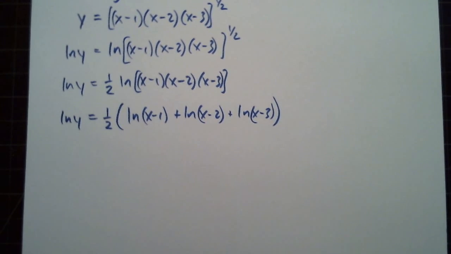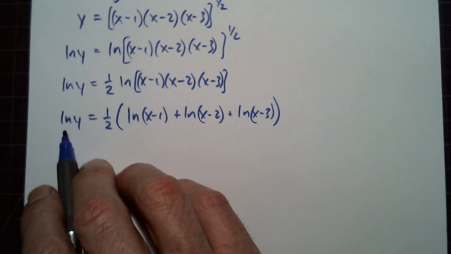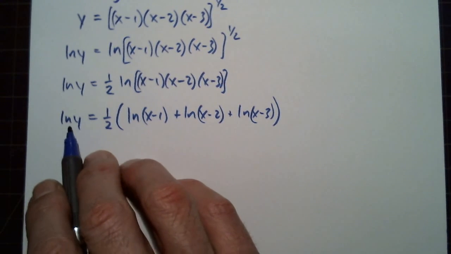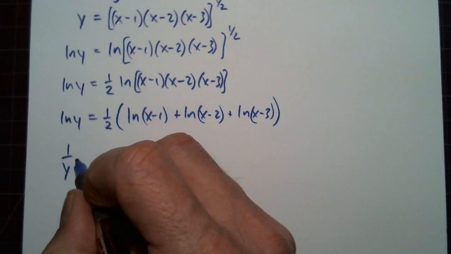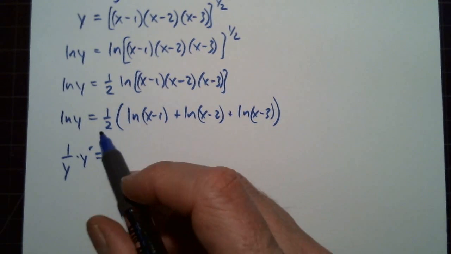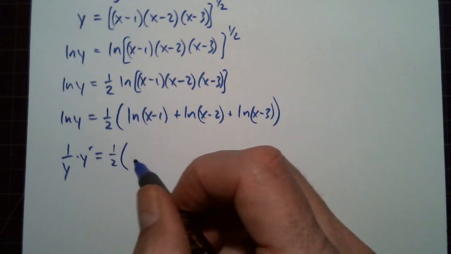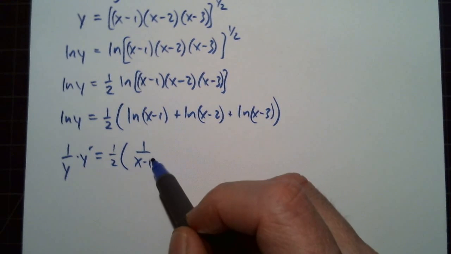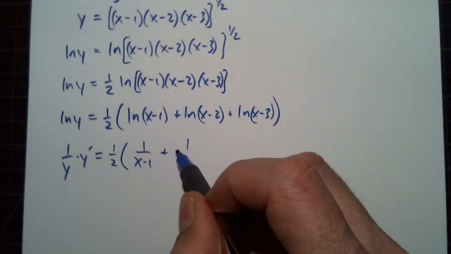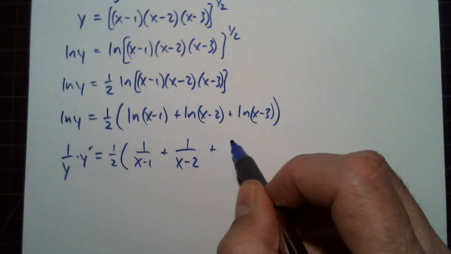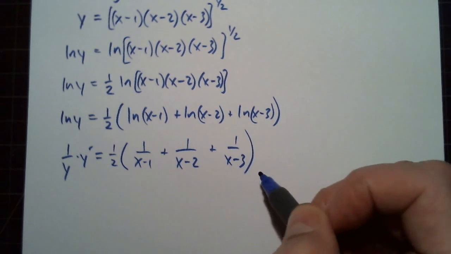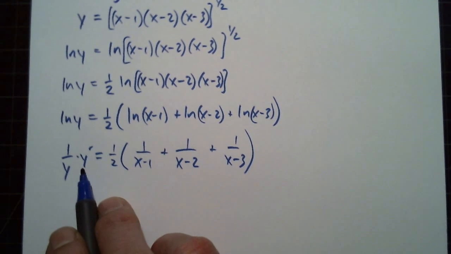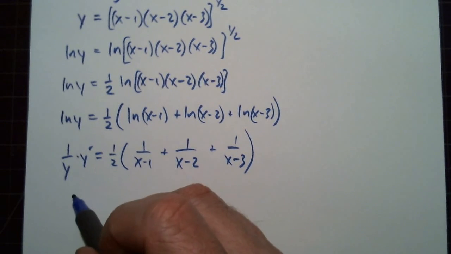And now we find the derivative. The derivative of this is an implicit equation because we don't have y isolated. So we do the derivative, that's 1 over y times y prime. Now we'll do the derivative here, and that's 1 over x minus 1. The derivative of x is 1, so we don't need to worry about that. We have 1 over x minus 2, 1 over x minus 3. We want y prime isolated, so we'll just multiply both sides by y.